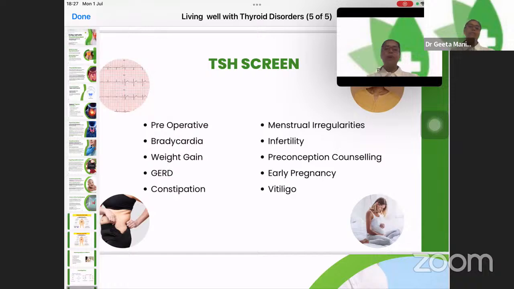Menstrual irregularities, if they are scanty or amenorrhea, there could be hyperthyroidism. And if the menses are heavy and there's menorrhagia, the possibility is hypothyroidism. Infertility is common in both cases, hyper and hypo. Preconception counseling is important with patients suffering from thyroid disease. In early pregnancy, there is a particular range of the thyroid hormones which should be maintained throughout the pregnancy. So it is important to get counseled when you are in your early pregnancy. Or if there is vitiligo, it is one of the signs of hypothyroidism.